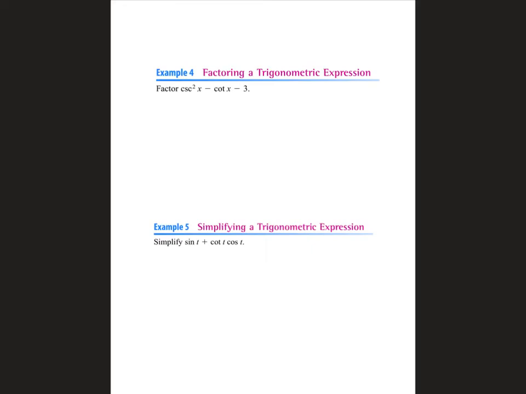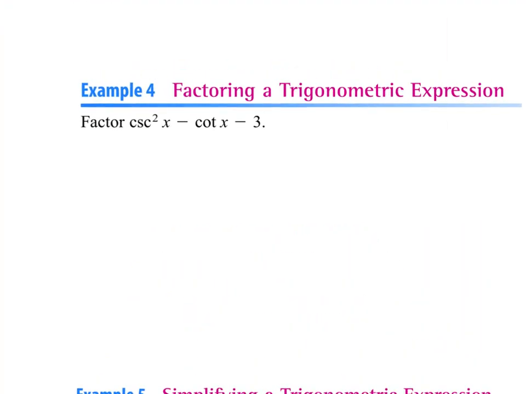So let's take a look at example 4. So again, we're factoring here. The only difference is we have cosecants and cotangents in this problem. So this would be like saying x squared minus y minus 3. Can we factor this? No. So we want to get all of our trig functions to be the same thing.